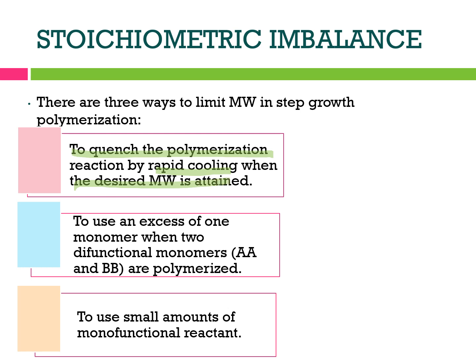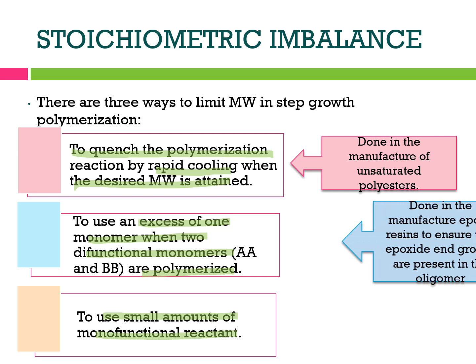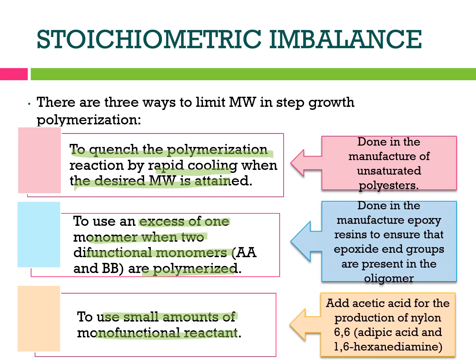Number two, you can use an excess of one monomer when two difunctional monomers are polymerized. You have two different monomers, monomer A and monomer B. To limit the growth of molecular weight, you can use excess of only one monomer. And lastly, use small amounts of monofunctional reactant. These are the three ways you can limit the molecular weight. These are examples of polymerization of different polymers that have utilized these three different ways to limit the growth of molecular weight.